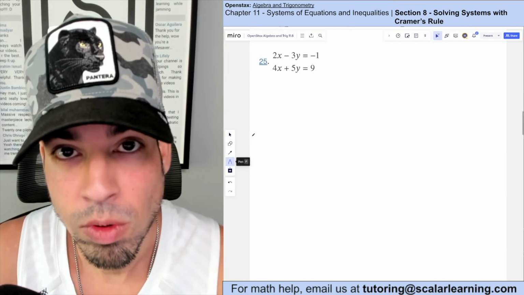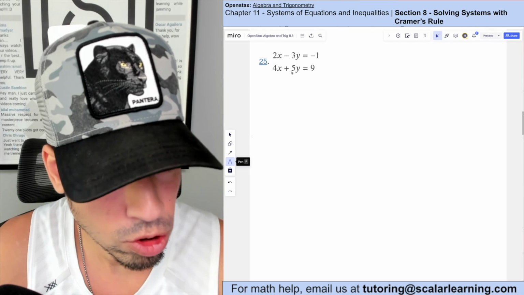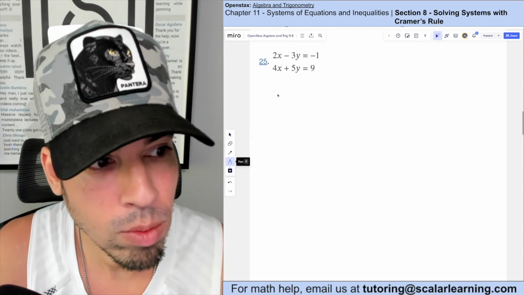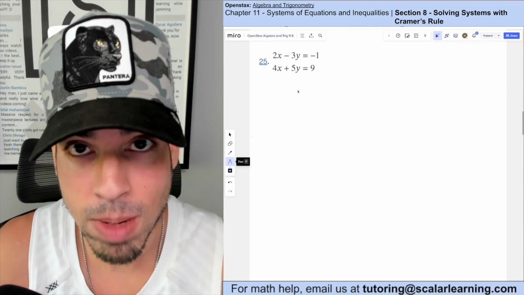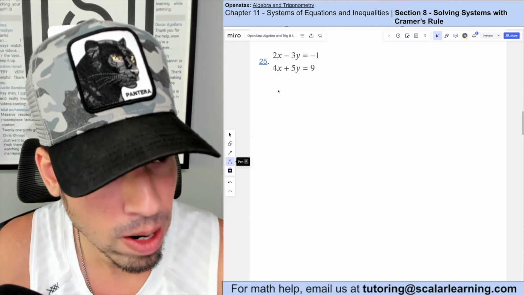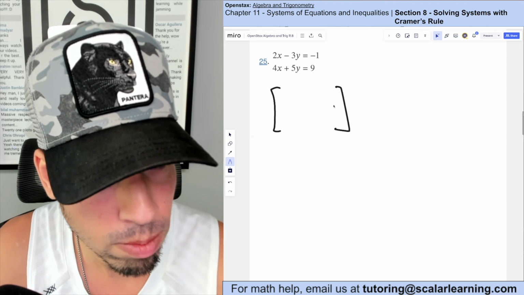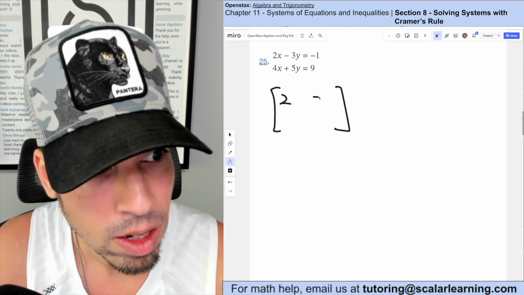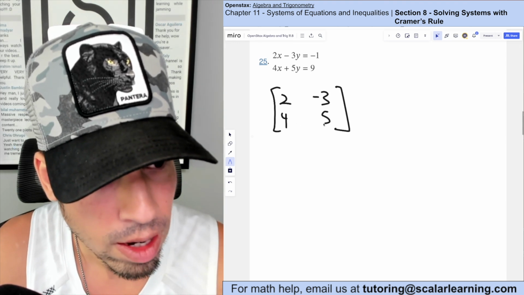Boom, done. So now we're going to use Cramer's rule to solve this system. And the way we're going to do it is we got to come up with a series of matrices, come up with their determinants, and then we're going to use the determinants to solve for x and y. So first we're going to have our original matrix with the coefficients 2, -3, 4, and 5.